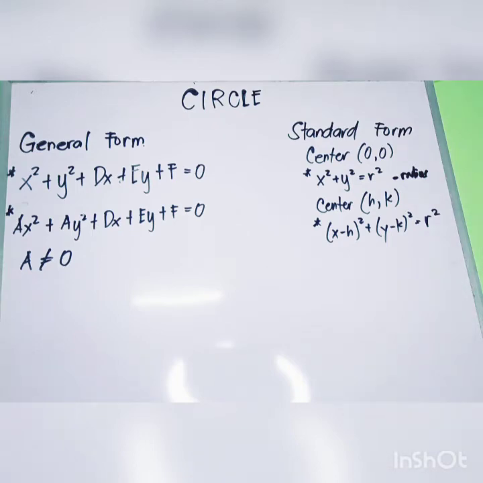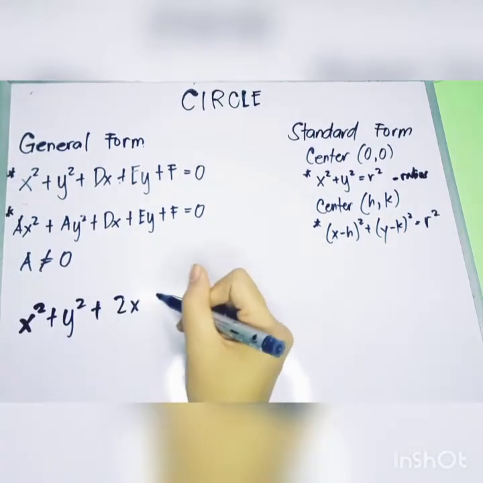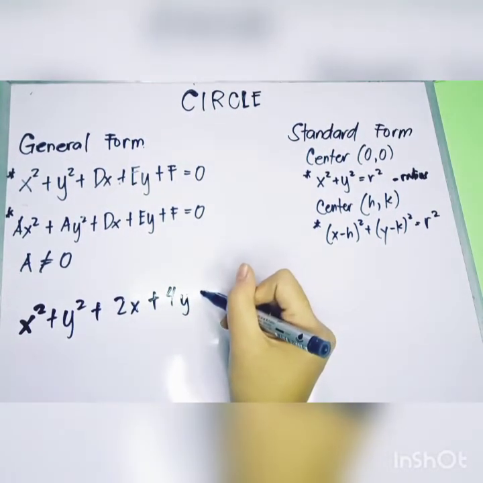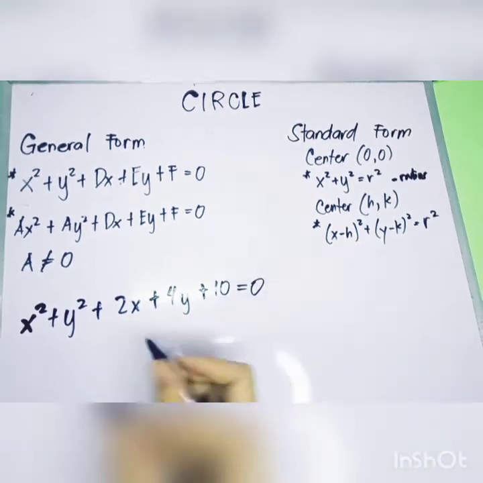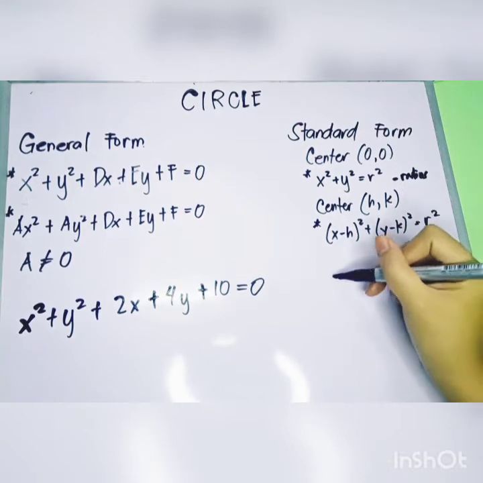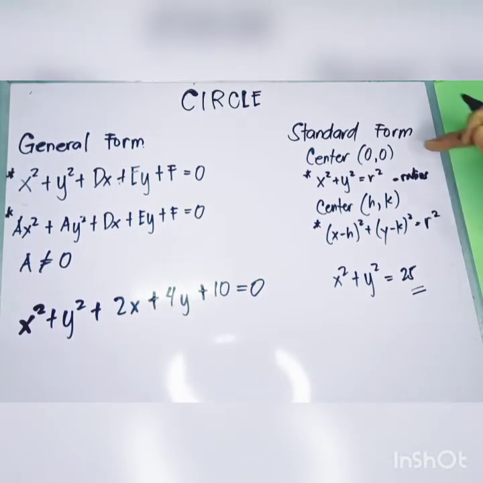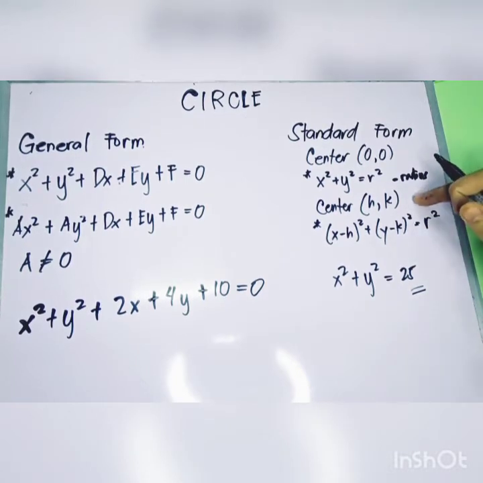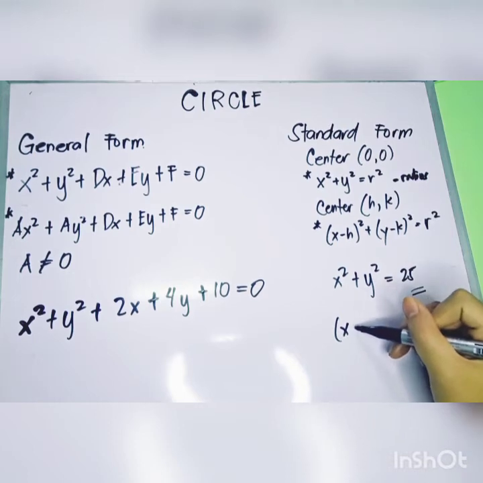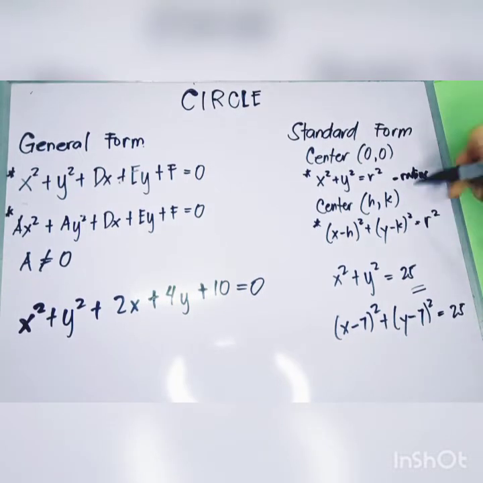Okay, so let's have an example for general form and then standard form. For general form, for example, we have x squared plus y squared plus 2x plus 4y plus 10 is equal to 0. Okay, so this is the example of the general form. For the standard form, for the center located at the origin, we have x squared plus y squared equals 25. Okay, so this is the example of the standard form of the center located at the origin. For the center h, k, we have quantity x minus 7 squared plus quantity y minus 7 also squared is equal to 25. Okay, so this is the example of the h, k.